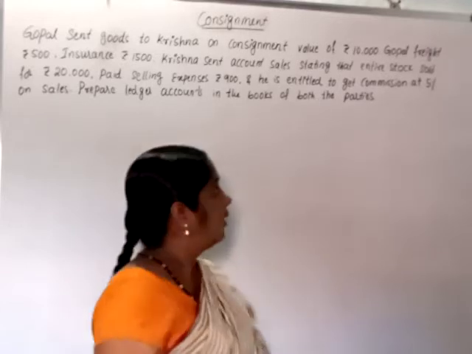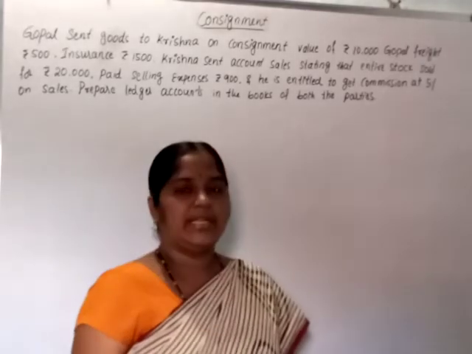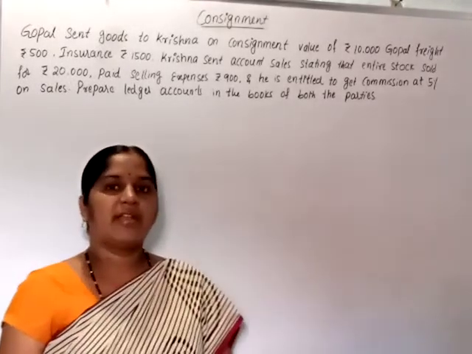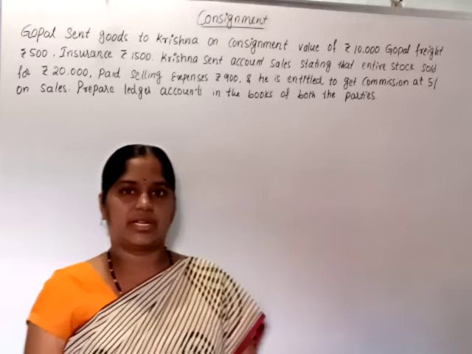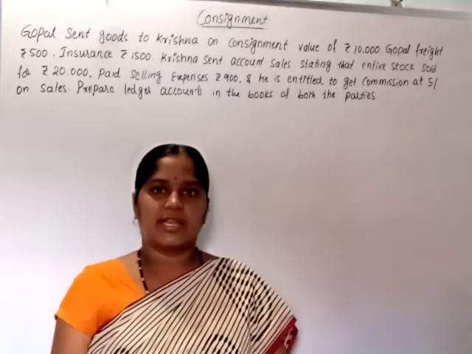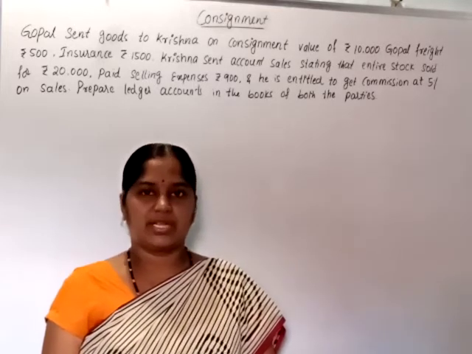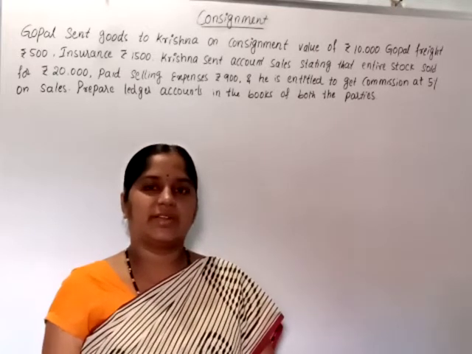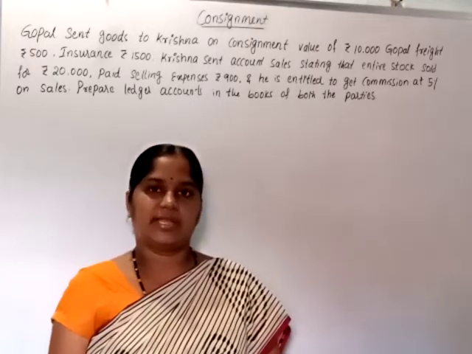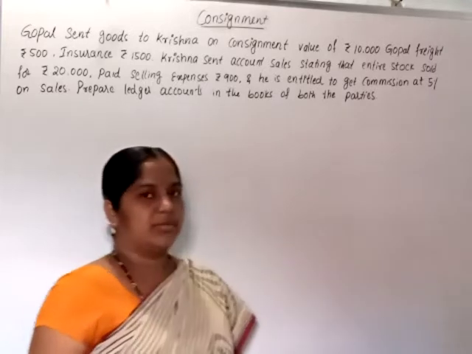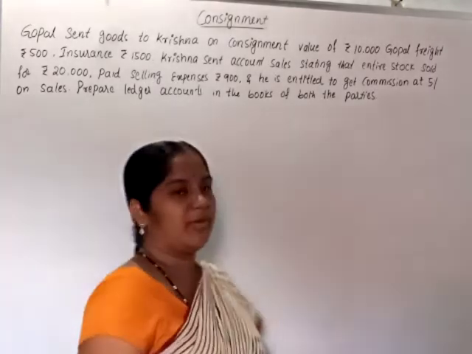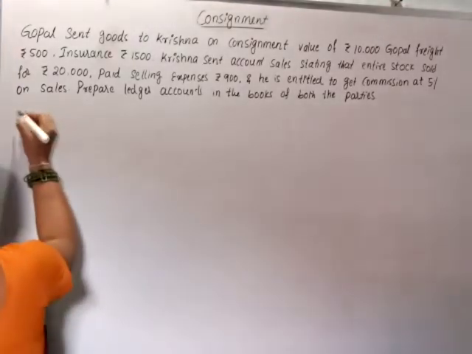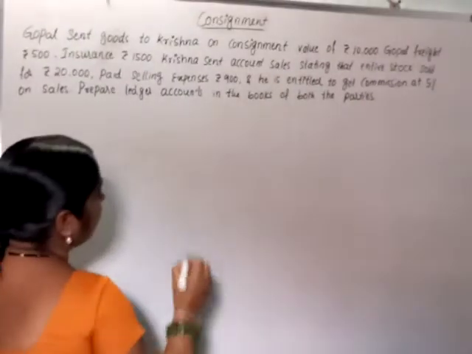Now first of all we have to open the ledger accounts in the books of the consignor. In the books of the consignor we are going to prepare three ledger accounts: the consignor account, the consignment account, next the consignee account, and third the goods sent on consignment account. First of all we have to open the ledger accounts in the books of the consignor only.